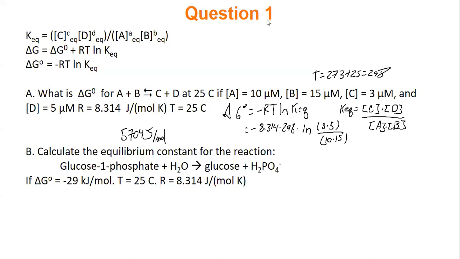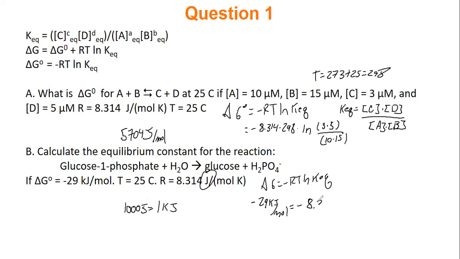All right, so let's move on to B then. Delta G equals minus RT ln KEQ. Delta G is minus 29 kilojoules per mole. Well, R, already a problem here. That's in joules. So I'm going to convert that to kilojoules, right? Remember that there are 1,000 joules for 1 kilojoule.